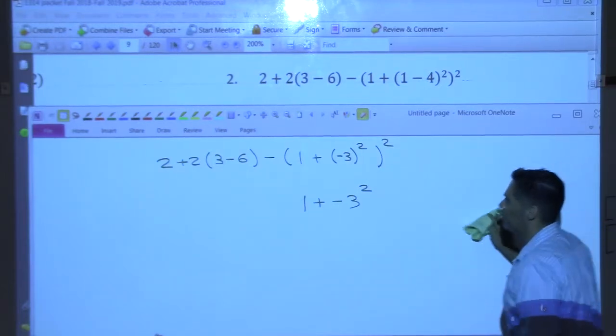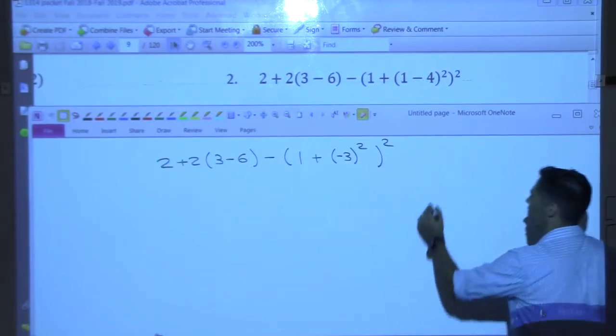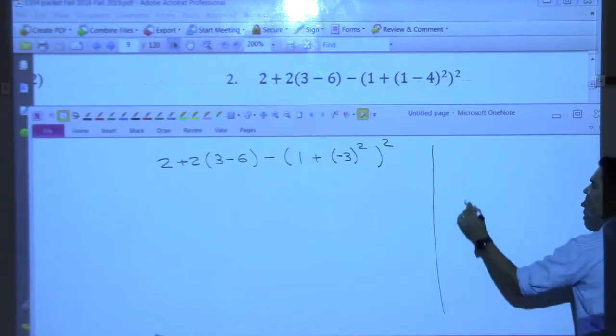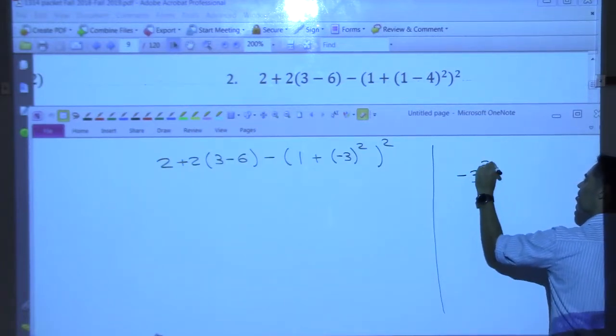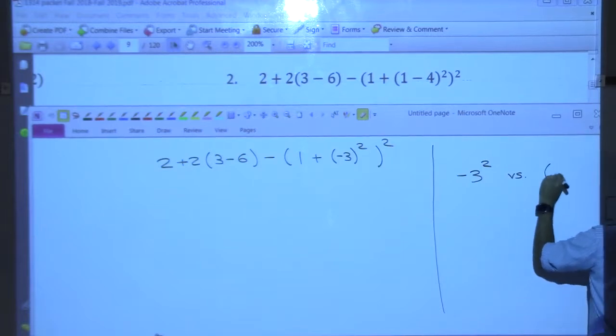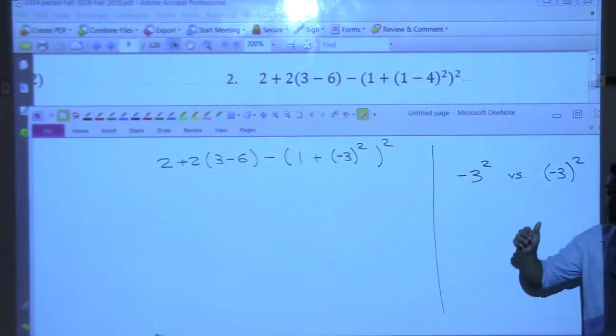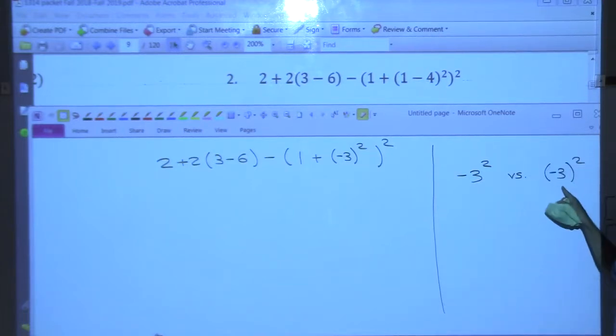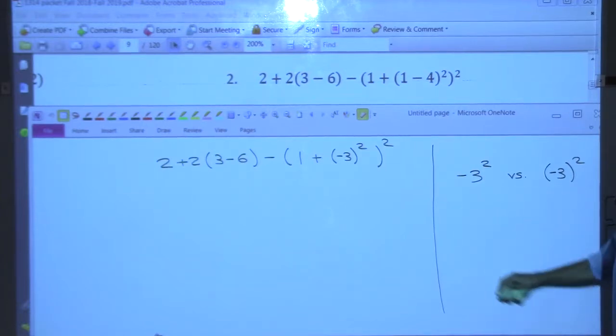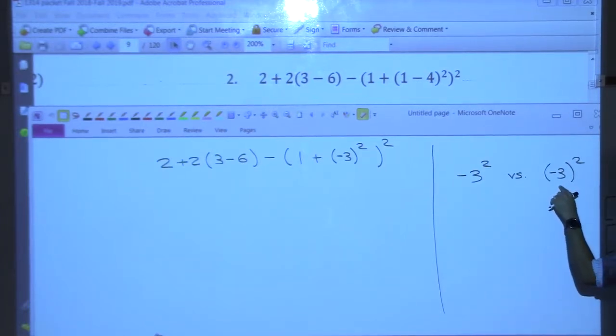And that brings me to the next big question, which I'm going to go off on a little tangent here. What is the difference? Is there a difference between these two? Yeah. Go ahead. If it's in a parentheses, the negative in it is squared. Okay. If it's not, then the negative will stay on the number. Okay, so what would the answer to this be then?